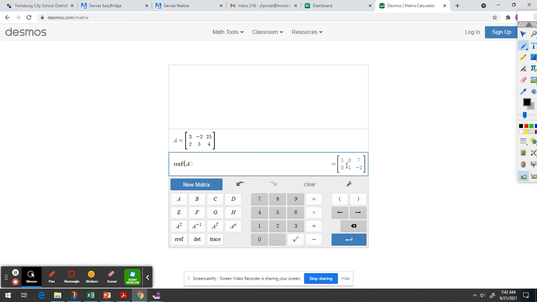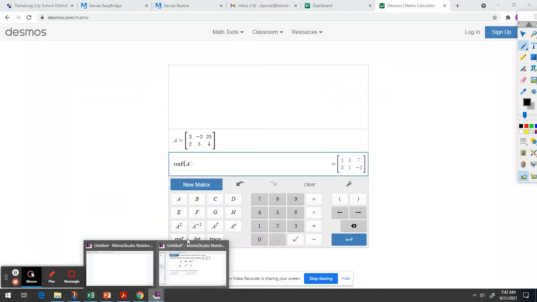Now you'll see over here that it gives me the matrix 1, 0, 7, 0, 1, -2. That is my answer. Remember, this is my X column right here, this is my Y column, and this is my answer. So this is saying X equals 7. Here, that's my X column, and it's 0. This is my Y column. This is saying Y equals -2.